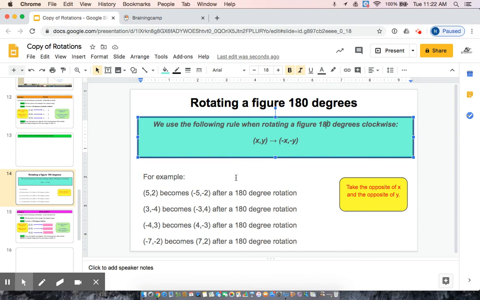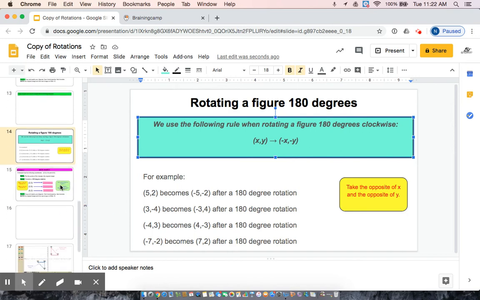So if we look at some examples down here, the coordinate 5, 2 will just become -5, -2 because I just took the opposite of x and y. Okay, if we look at this coordinate down here, 3, -4, take the opposite of x and y. The opposite of +3 is -3, and the opposite of -4 is +4.